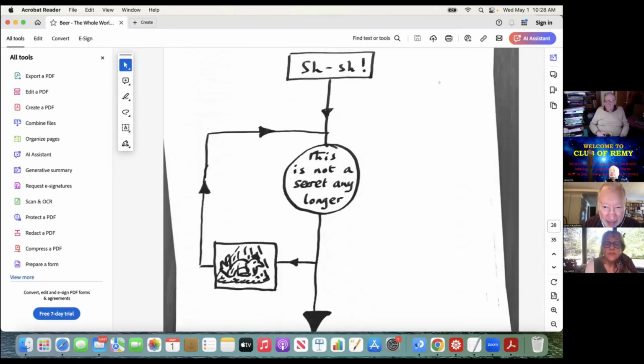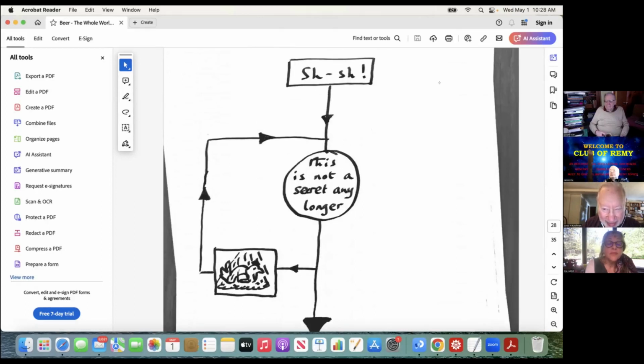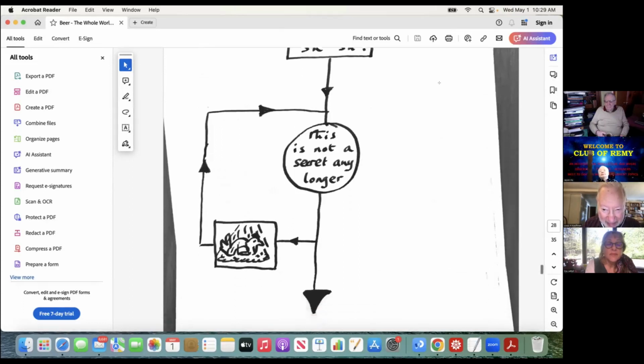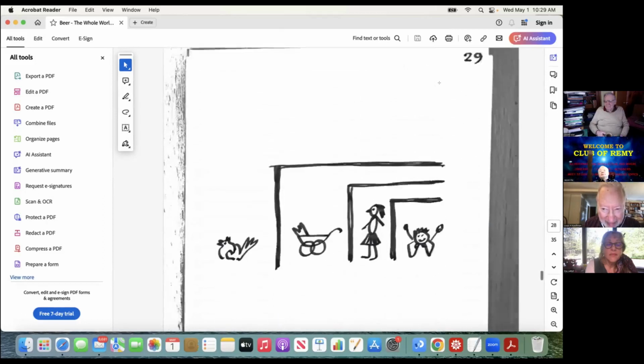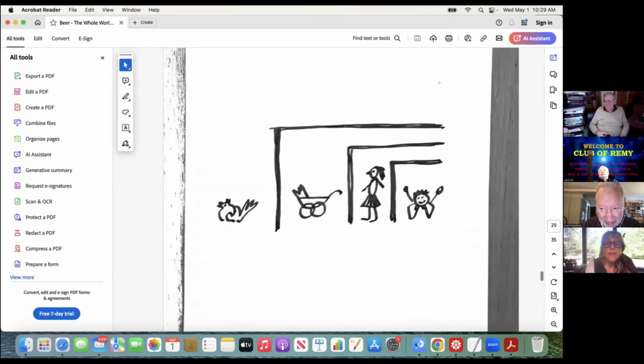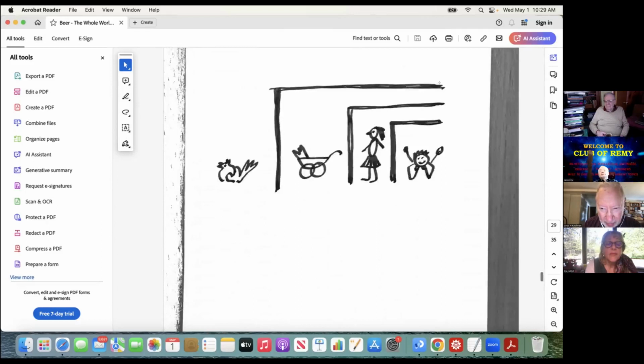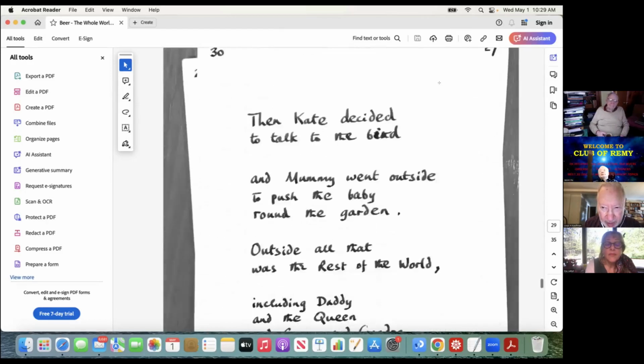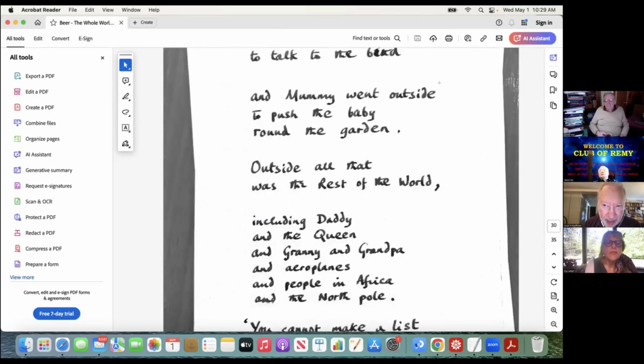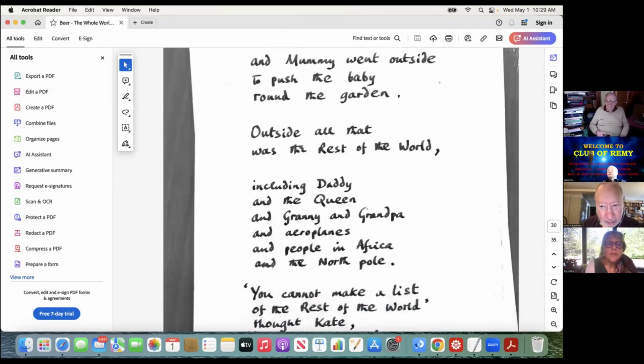Cybernetic diagram. The bird got the message and did something. Looks like the baby woke up. Then Kate decided to talk to the bird, and Mummy went outside to push the baby around the garden. Outside all that was the rest of the world, including many things, including the people in Africa and the North Pole.